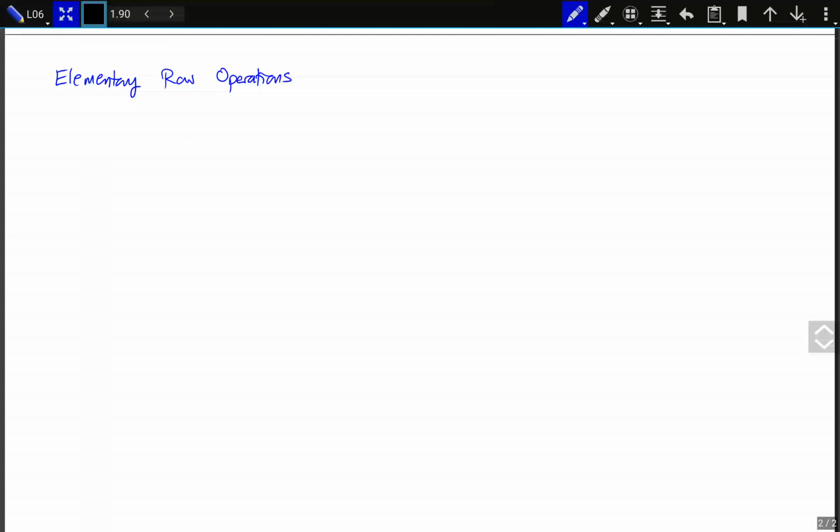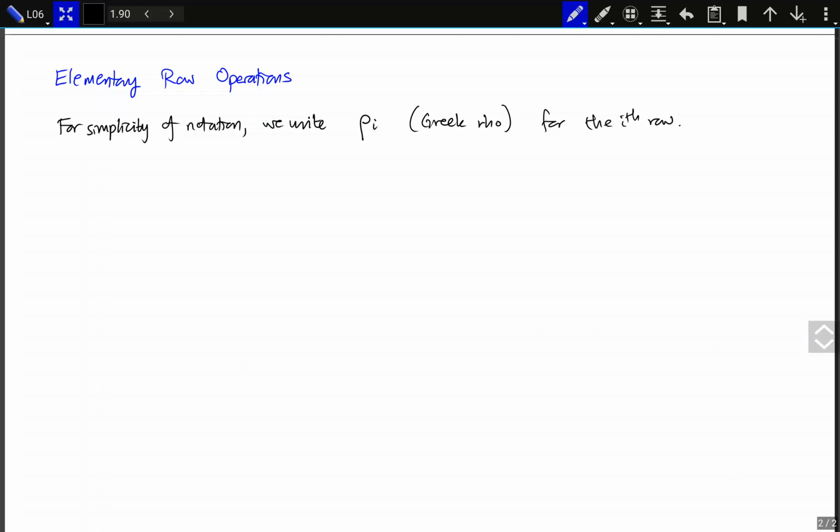So just as a notation, for simplicity, we're going to write row i as the Greek letter rho i. I mean, the only reason we use this letter is that it just sounds the same. And then an elementary row operation is one of the three following operations.